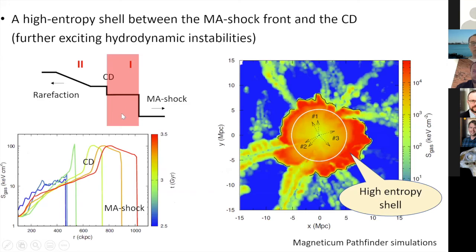Another interesting feature I want to highlight in this talk is that after the shock collision, there is a high entropy shell formed between the MA shock front and the contact discontinuity in this region. So you can see in our 1D simulation, the high entropy shell is here, and also such a shell could be seen in the full 3D cosmological simulations. So you can see in this figure, the black solid lines show you the MA shock front identified along the non-filamentary directions. And this high entropy shell could further excite hydrodynamic instabilities in the cluster outskirts and may further contribute significant non-thermal pressure in this region.